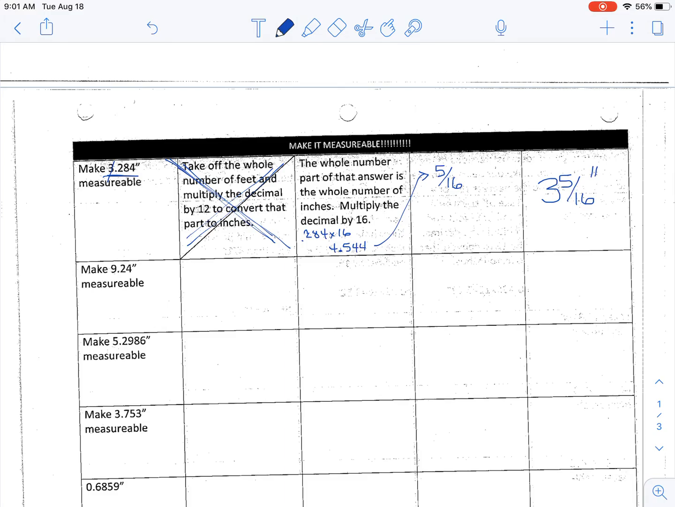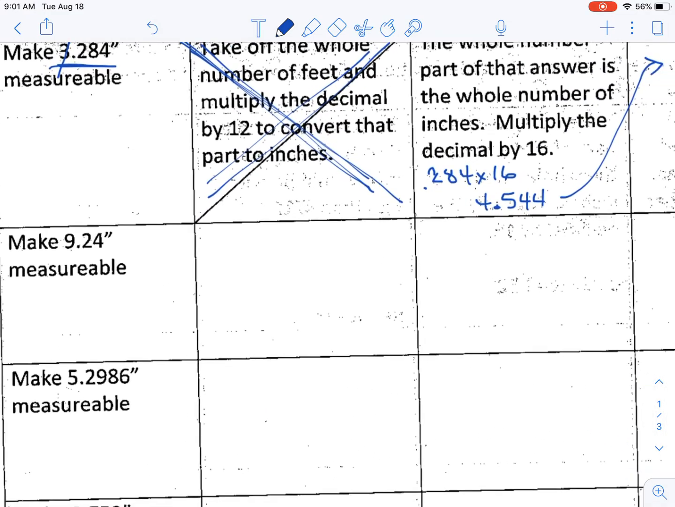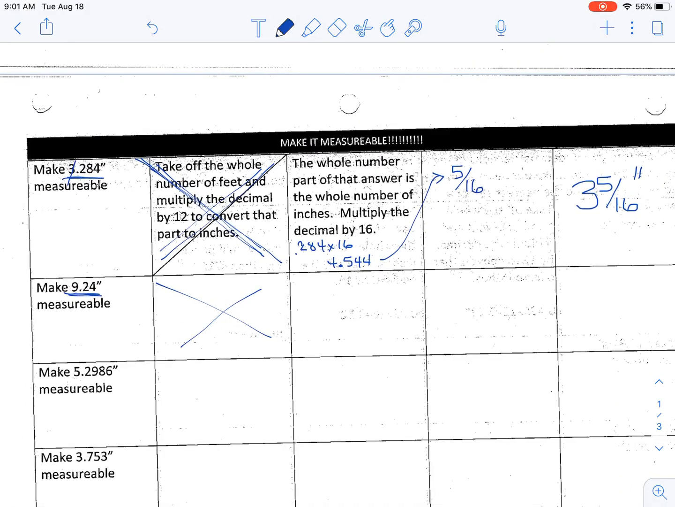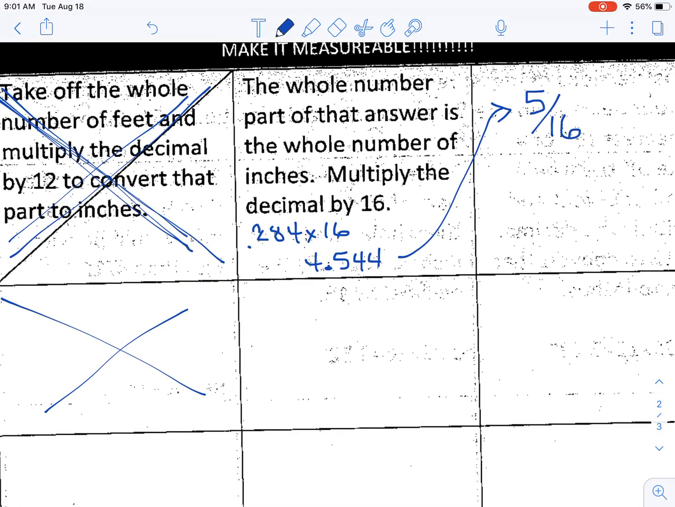Let me do another example here. This next one is also starting in inches. So this first step about multiplying it by 12, we don't have to do. What we are going to do is chop off this 9, and take the decimal, 0.24, and multiply it by 16 so that we can start getting that fraction of the inch.